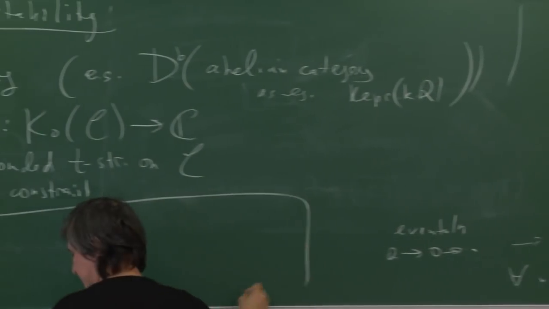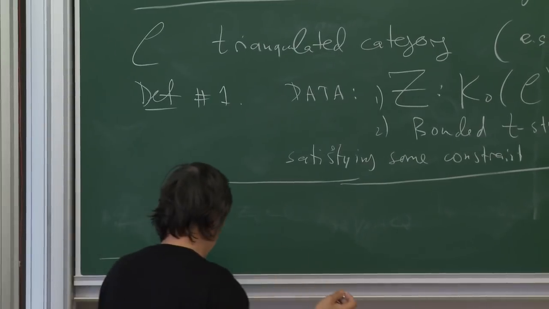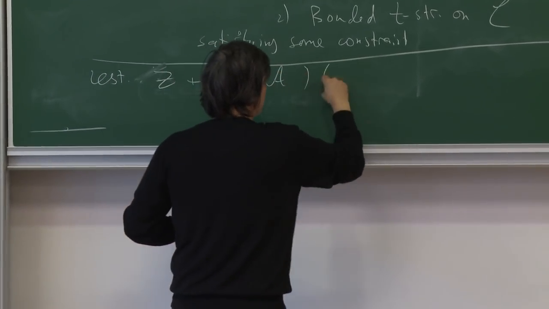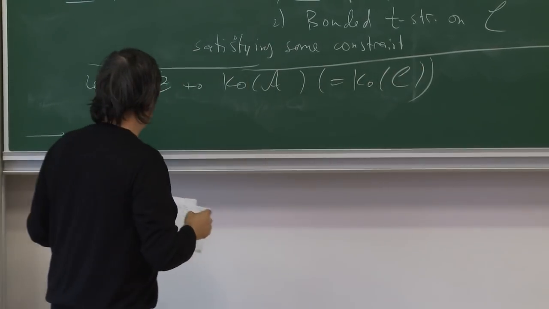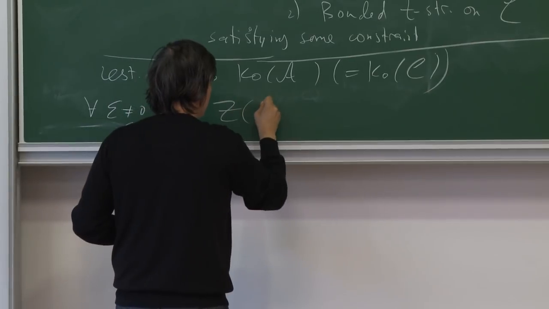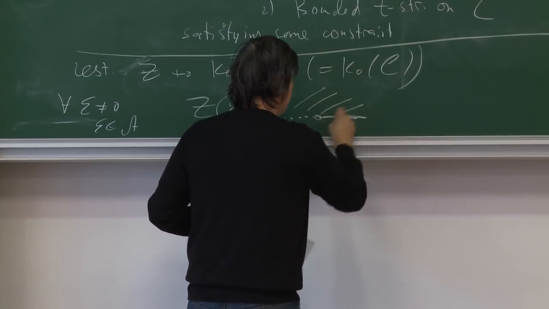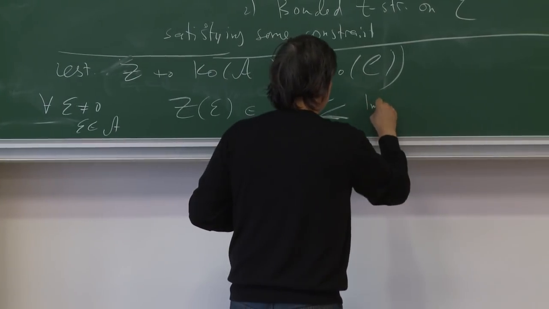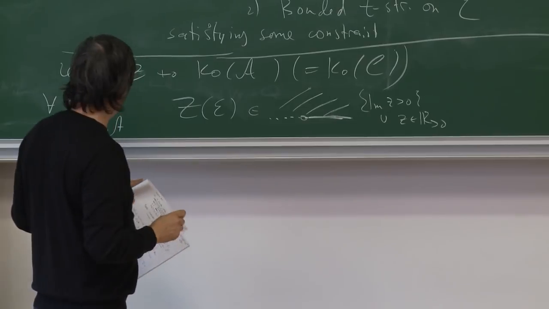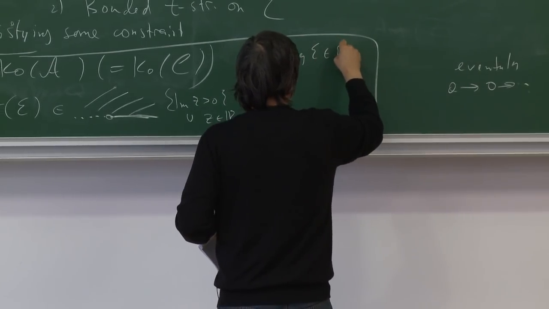And what is the constraint? Let's now restrict Z to the K group of A, which is in fact equal to K0 of C. The property is that for any non-zero object E in A, Z of E will lie in the upper half plane plus the positive real numbers. So it will be a non-zero number, and then one can again speak about the argument, which now lies between 0 and pi.